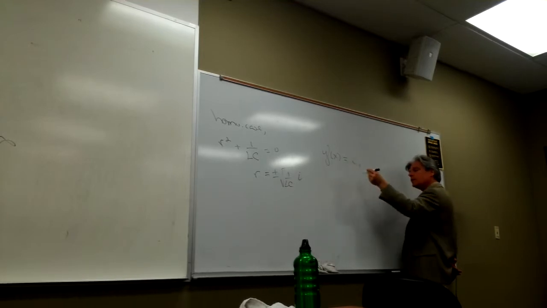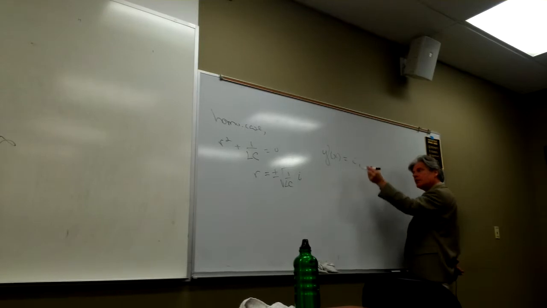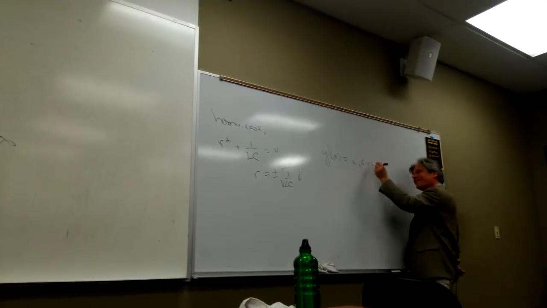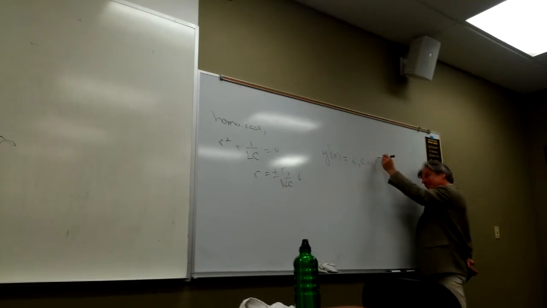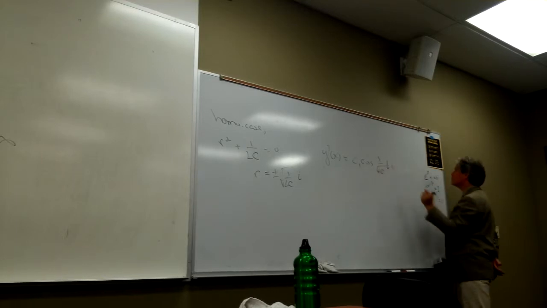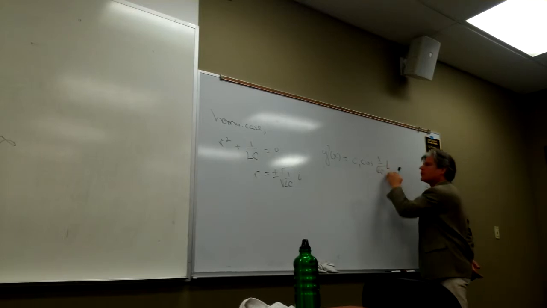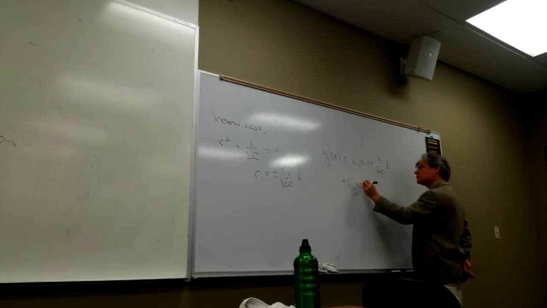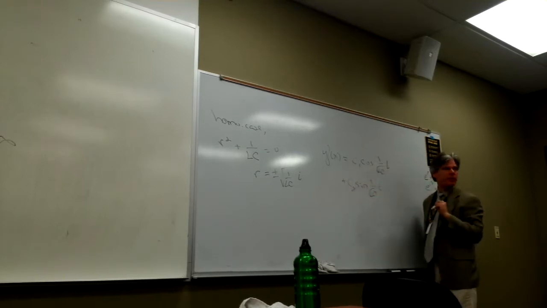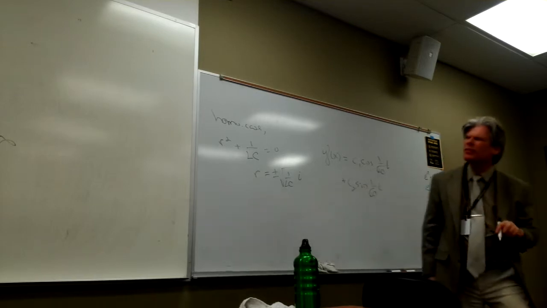So c1 cosine of the square root of 1 over LC, plus c2 sine of the square root of 1 over LC. Oh, wait, that's my complementary solution. What about the general solution?